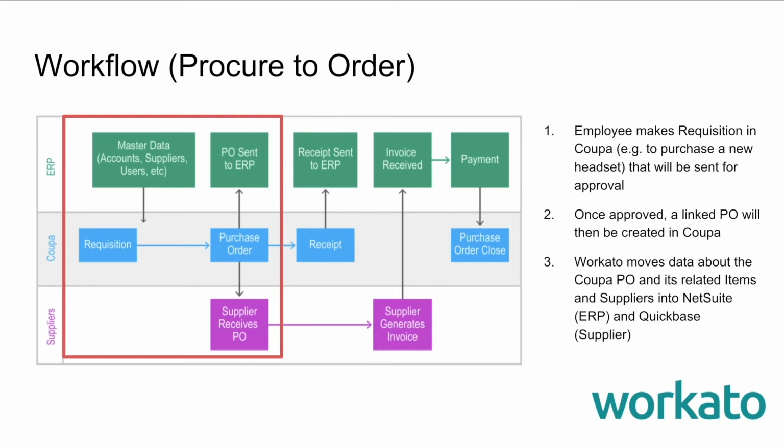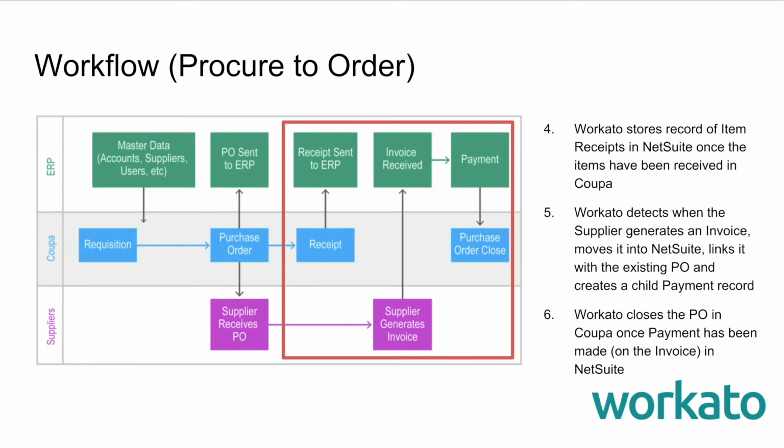Once that happens, Workato is going to detect that PO creation event and move it into the NetSuite ERP, and also transfer the information into the supplier's database, which in this case is Quickbase. Once those processes are done and the item is received by the company in Coupa, that creates an item receipt event in Coupa. We detect that event in Workato and move data about that receipt into NetSuite.